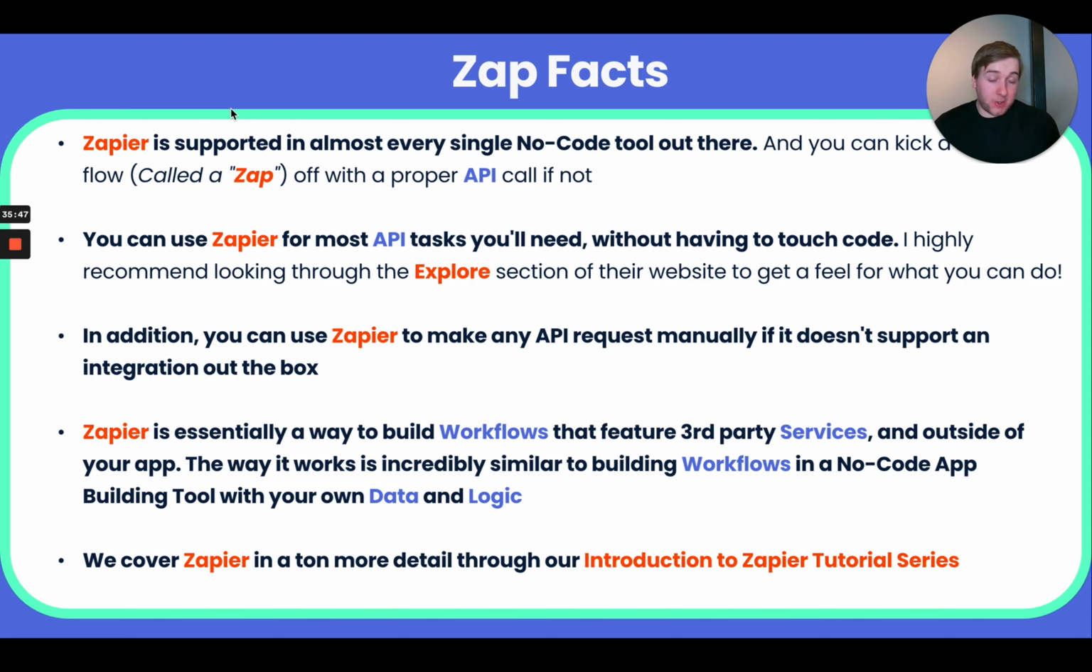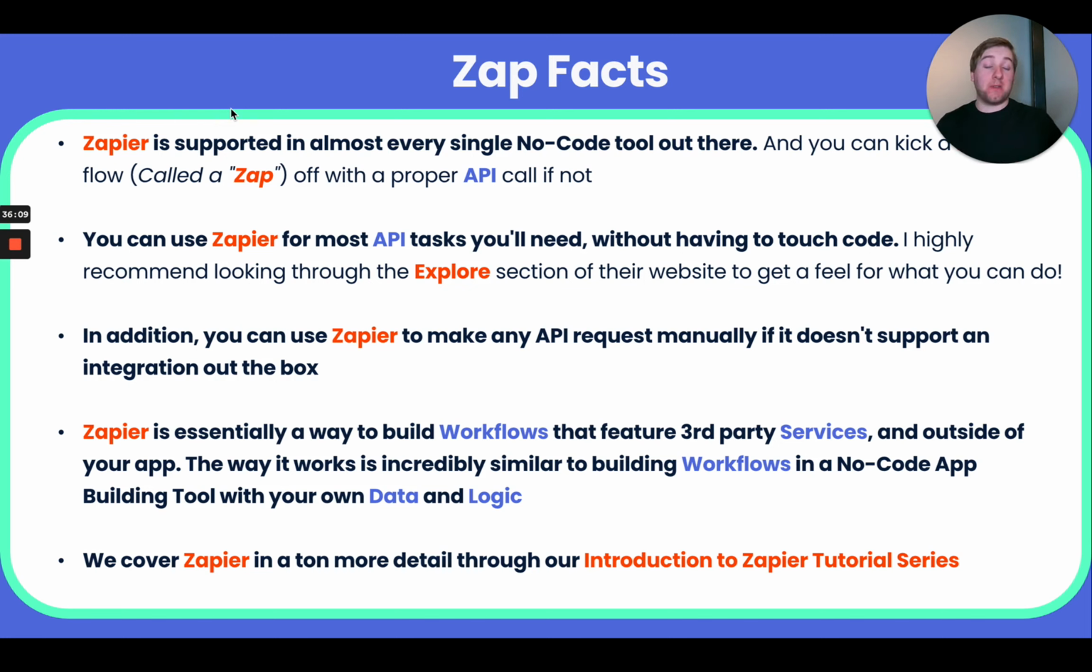And if you somehow find a tool that doesn't, maybe because it's just really new and they've not got around to it yet, you can just kick off a Zap by making an API call, and almost every no-code tool will support an API call if not Zapier. So you could just have a Zapier set up where the trigger is receiving an API call, and then use your no-code tool to create your integration.